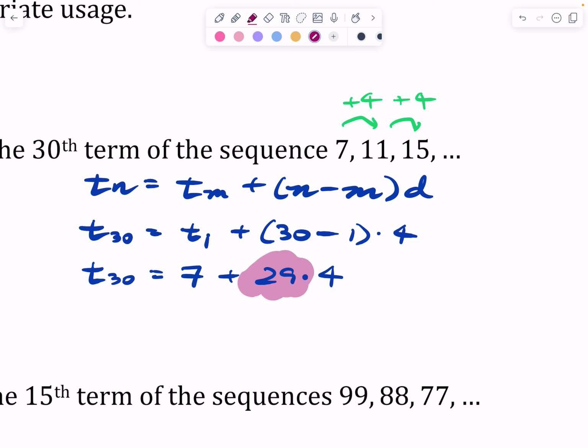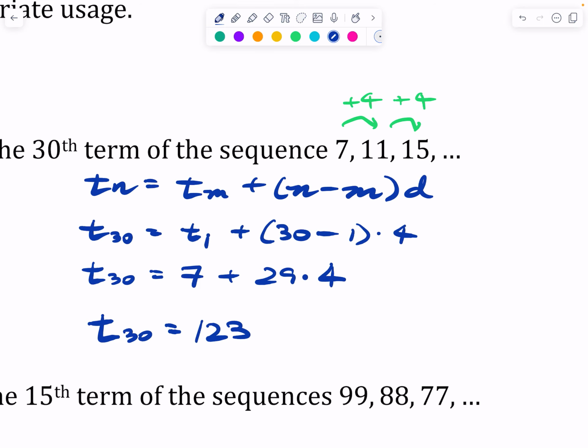You don't really have to do this part of the simplification as part of your work. Really, this whole thing is just going to be punched into your calculator, and you'll get a result from it. And according to the calculator, term 30 is 123.